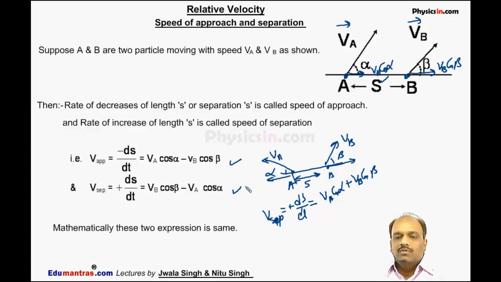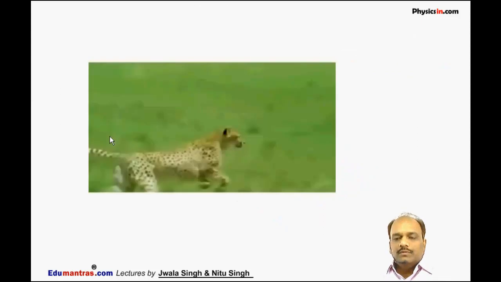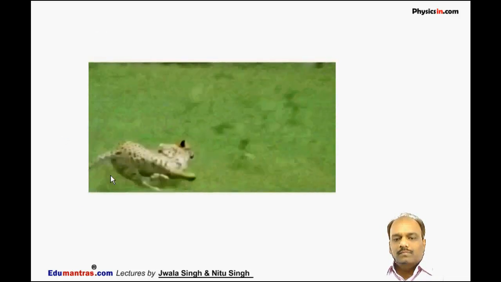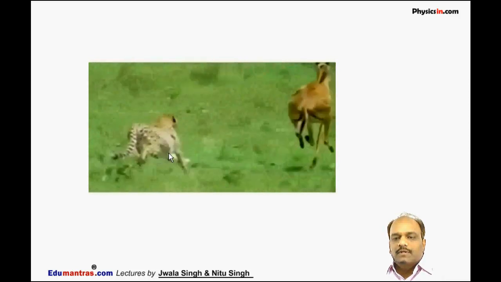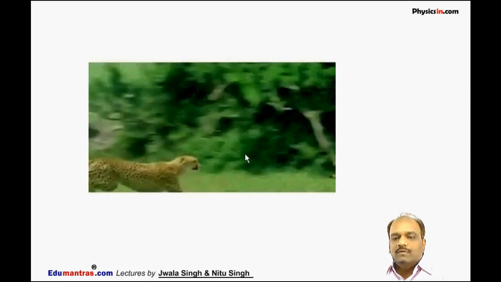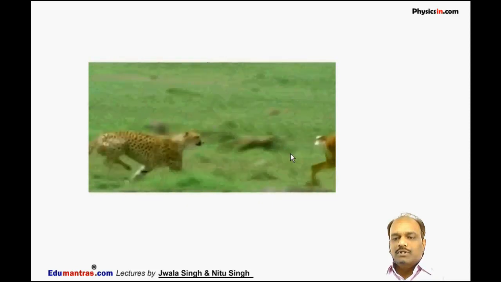Now watch this video, the use of velocity of approach and velocity of separation. In this video, a cheetah is approaching a deer, and this cheetah, this leopard, is trying to catch this deer. This is a video about the velocity of approach and velocity of separation. This cheetah starts running towards this deer, and the deer is also running. The cheetah is always running towards this deer, and it is now approaching this deer.